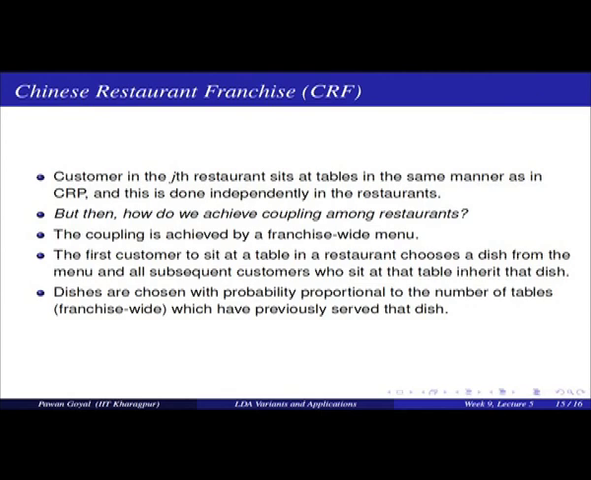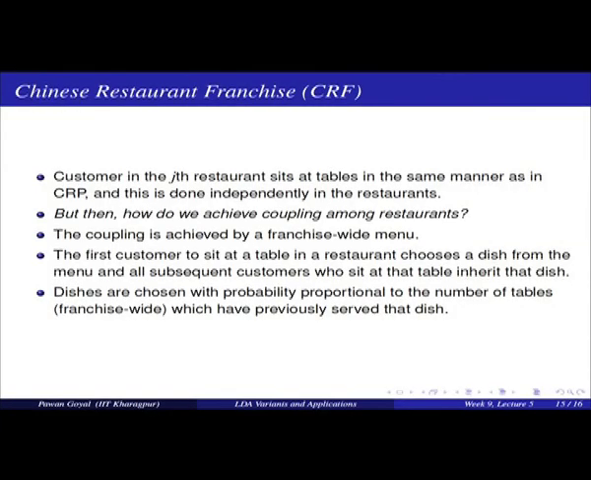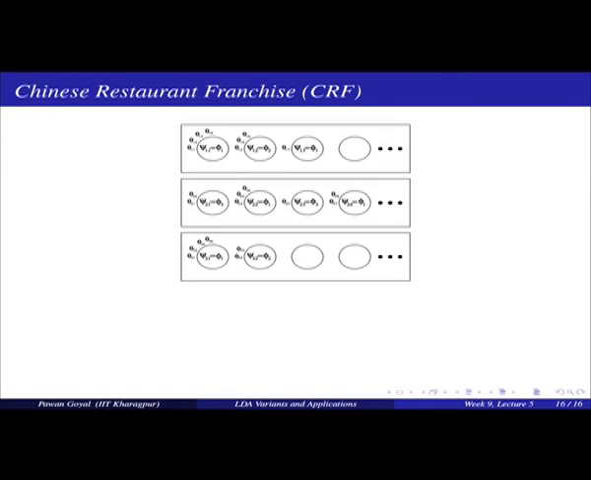And dishes are chosen with a probability proportional to the number of tables that have already served that dish. So if this dish is served at many different tables across the franchise, then it will have a higher probability. That way you are also giving a prior probability on choosing a particular dish at a given table. So it will look something like that.